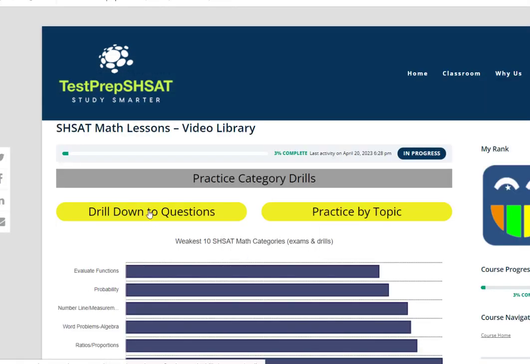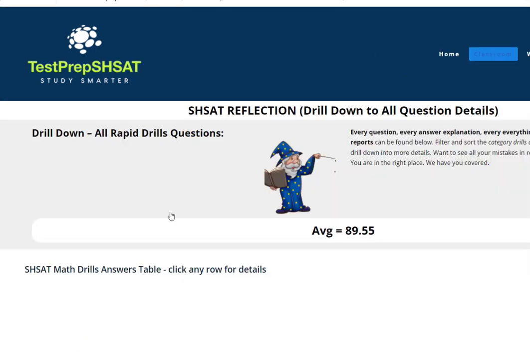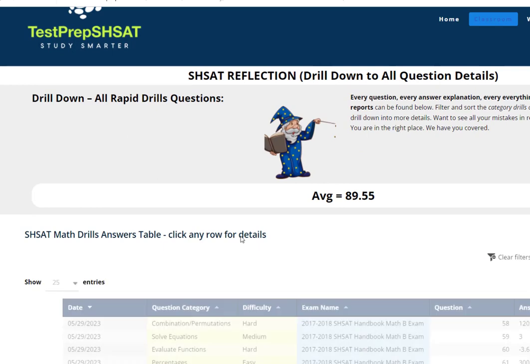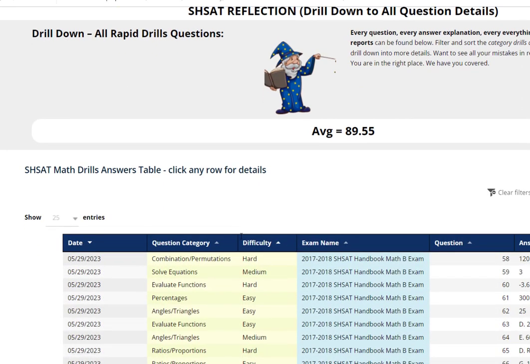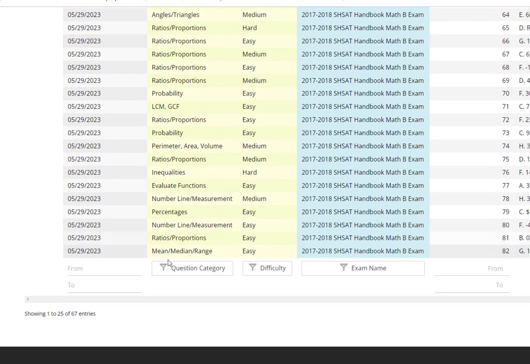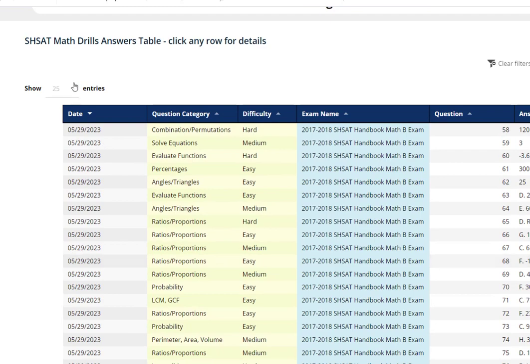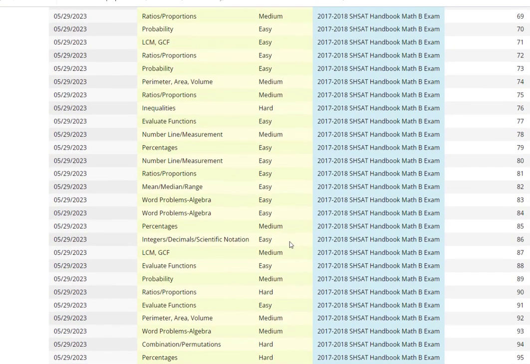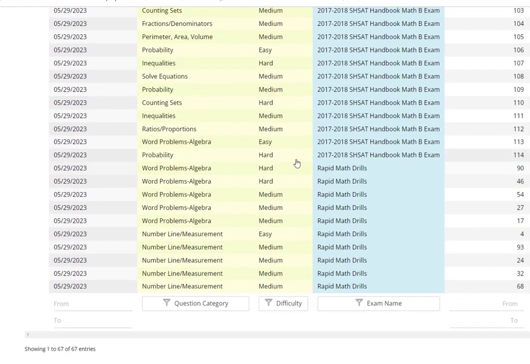What we want to do to drill down into the questions is click Drill Down to the Questions. And that will give us a result of all the questions we took on the 2 drills, as well as our diagnostic math exam. So we can see right here we have our diagnostic math exam results, and it's set to show 25 by default. Let's show all so we can see that. So we have the 57 questions on the math exam, and we have the 2 rapid drills, the word problems algebra 5 questions, and the number line drills we took.